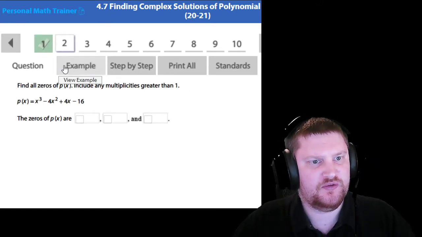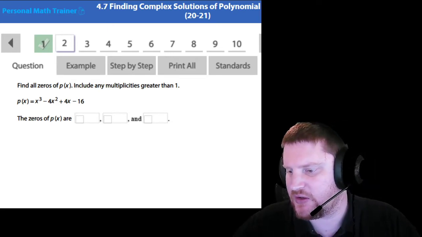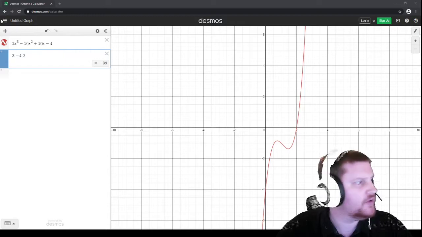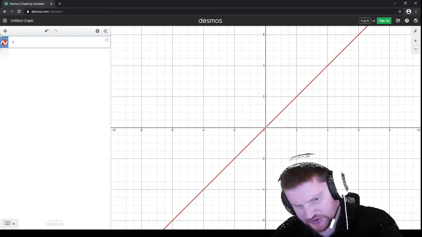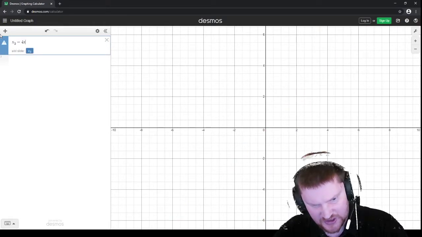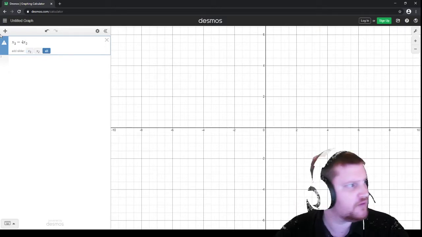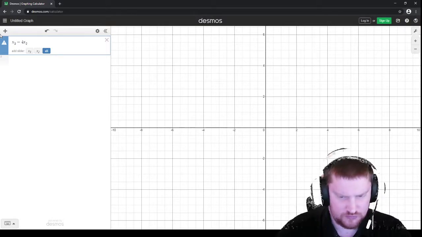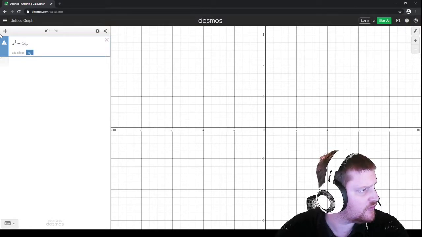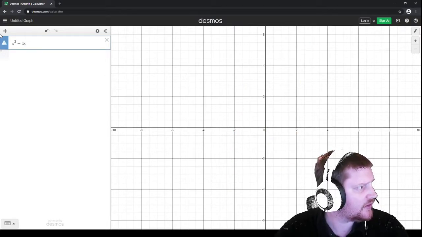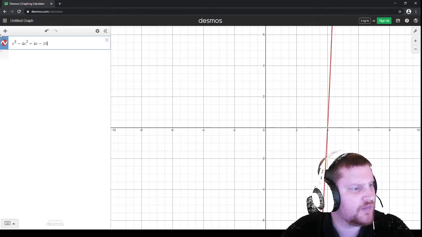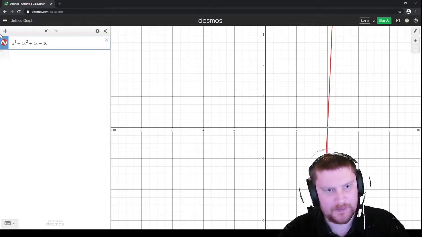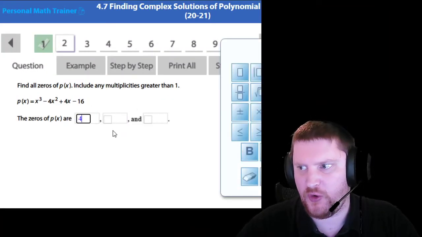Moving on to number 2. Find all zeros. Basically it's the same question, so let's go ahead and go over to Desmos. And we have x cubed minus 4x squared plus 4x minus 16. So it looks like this one crosses at 4. So we know one of our zeros is 4.